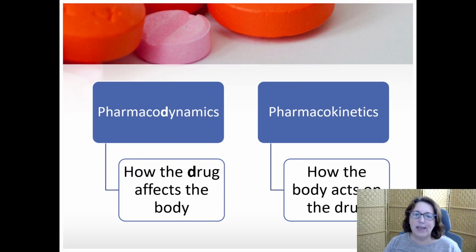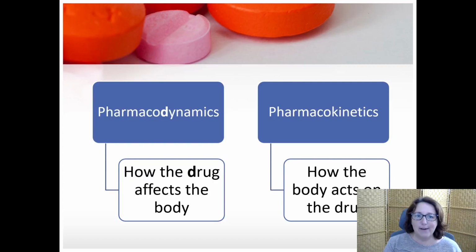So we're going to move into two key terms for pharmacology and how drugs work in our body, and that's pharmacodynamics and pharmacokinetics. Pharmacodynamics is how the drug affects the body. So it's how the drug is actually doing its job in the body. Pharmacokinetics is how our body acts on the drug.